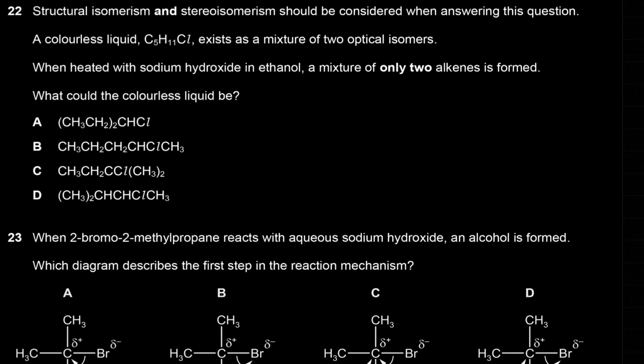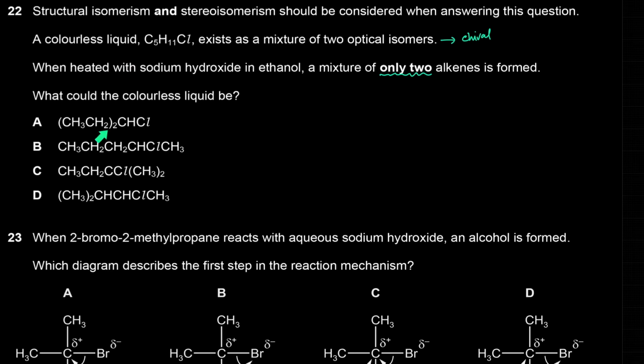So first of all, if it exists as a mixture of 2 optical isomers, it has what type of carbon? It has a chiral carbon, right? Or a chiral center. So one of the carbon atoms is bonded to 4 different atoms or groups of atoms. The second idea is that when we eliminate HCl from this molecule, we get only 2 alkenes being formed.